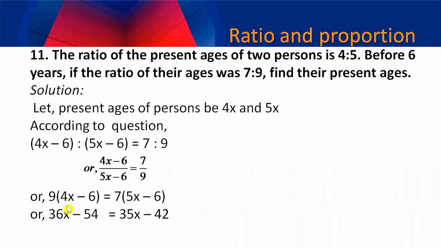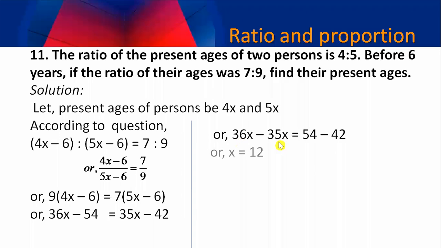Multiply these inside. 9 times 4 is 36, 9 times 6 is 54. Similarly, 7 times 5 is 35, 7 times 6 is 42. Now take the variable terms to one side. Take 35x to the left side and 54 to the right side. 36x minus 35x is equal to 54 minus 42, and 36x minus 35x is x, is equal to 54 minus 42, it is 12.